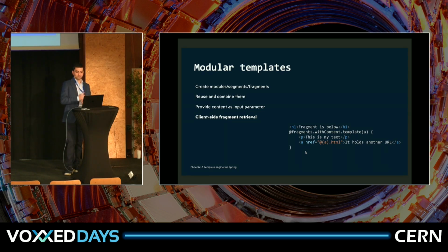And using an inspiration from Kotlin this time, you can have additional content passed directly to the template. In the example here on the right side of the screen, you will see that I pass to that template both an input variable, that A, and additionally, I pass an HTML content. More on this content block later. And I also have one special feature called client-side fragment retrieval.